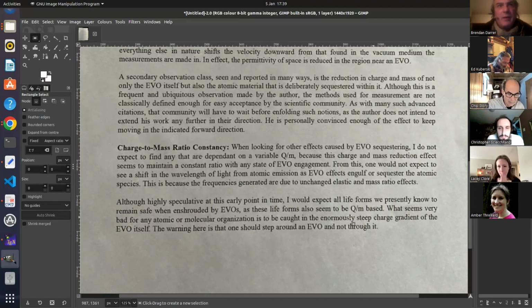What seems very bad for any atomic or molecular organization is to be caught in the enormously steep charge gradient of the EVO itself. Wow, yeah, I get that. The warning here is that one should step around an EVO and not through it.